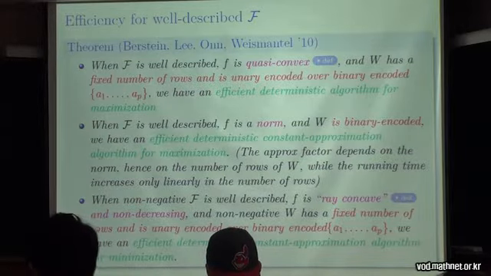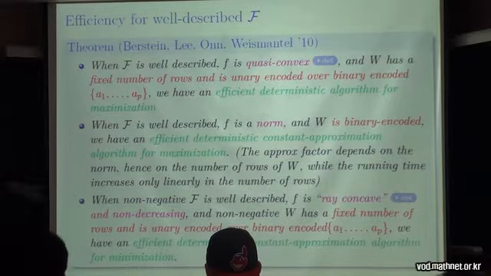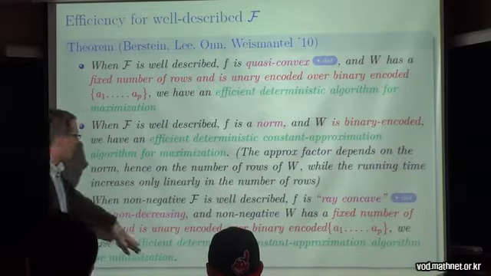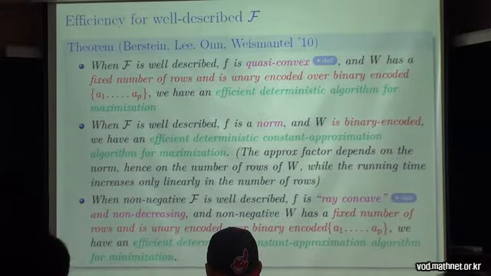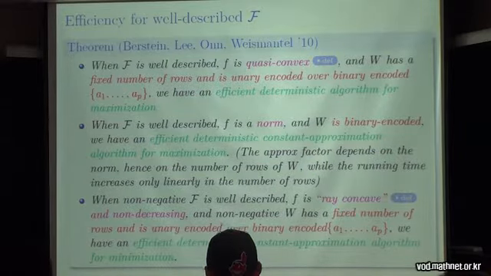And non-decreasing, and then these harsh assumptions that W should be non-negative, it should have a fixed number of rows, and the numbers in W should either be small or not too many different numbers. Then you can get within a constant factor of the minimum. None of these algorithms are complicated.